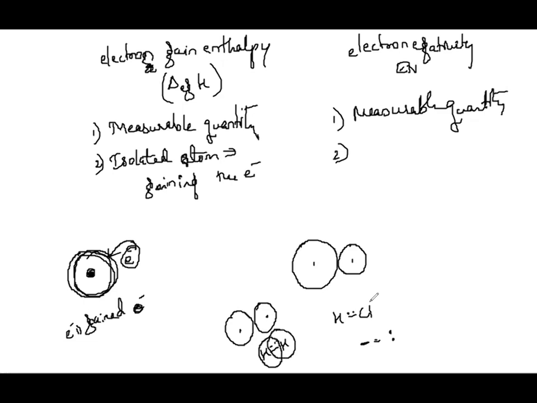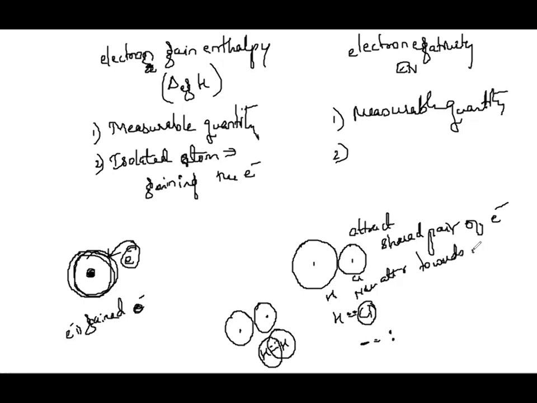But in this case, the atomic size of chlorine is less than the atomic size of hydrogen. So this is chlorine, this is hydrogen. What happens is the nuclear attraction of chlorine will be more. Therefore, it will attract the shared pair of electrons. This is the shared pair. A bond means it has a shared pair of electrons. So it will attract the shared pair of electrons slightly towards itself.